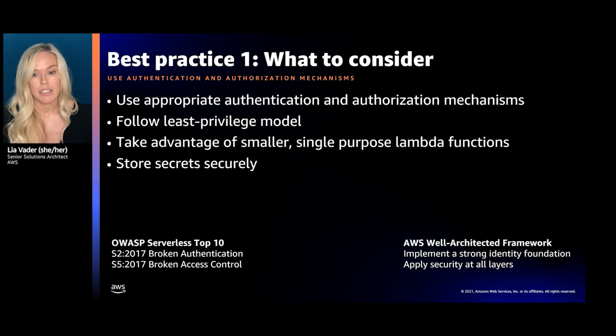We need to implement the principle of least privilege and take advantage of the fact that Lambda allows us to break up our code base into single-purpose functions and therefore implement fine-grained policies for each function. Lastly, our functions need to access secrets and API keys, so these secrets need to be stored securely. So this applies to the OWASP Serverless Top 10 broken authentication and broken access control, as well as the well-architected framework's implement a strong identity foundation and apply security at all layers.